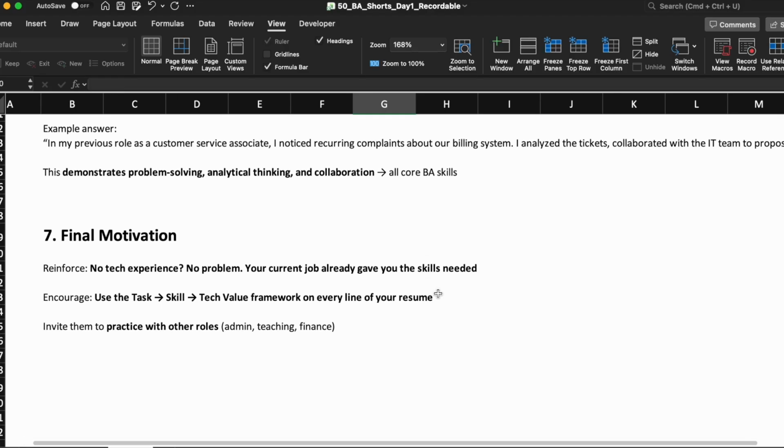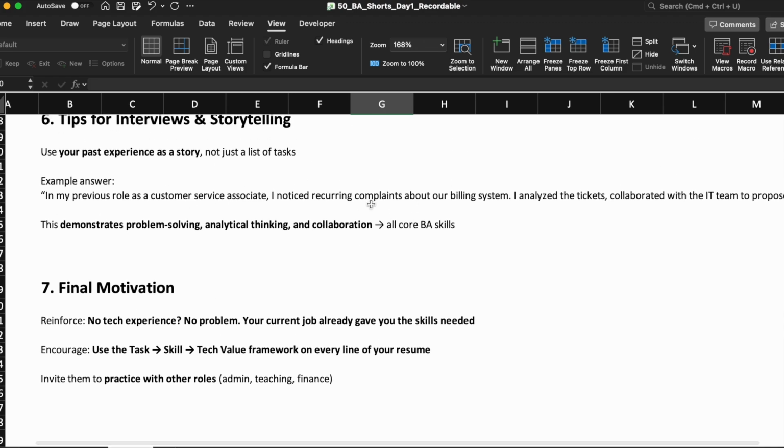Use the task, skill, tech, value frame on every line of your resume. Scan your resume and see if you have this pattern, right? Like when you're listing your projects, when you're talking about your current job experience, and also when you're answering interview questions from the hiring manager or HR. Okay.